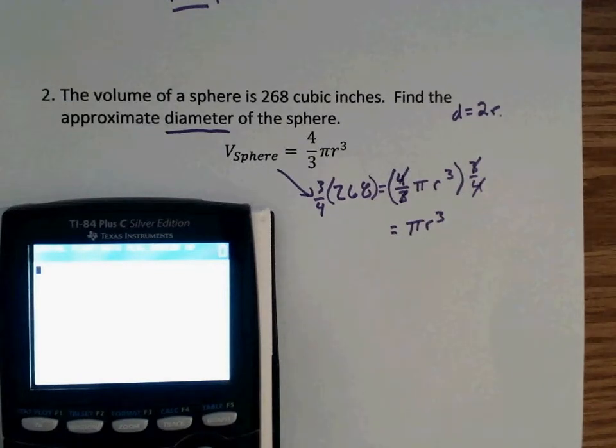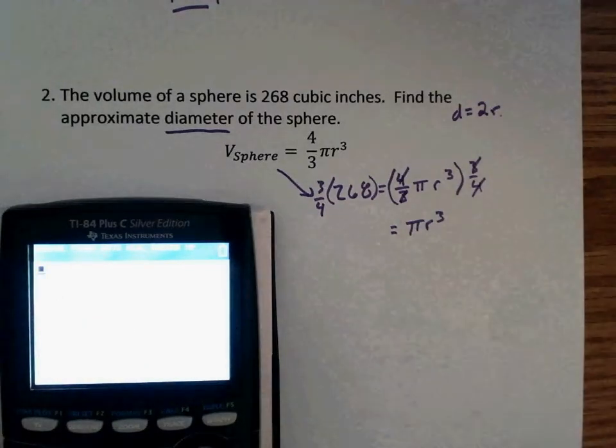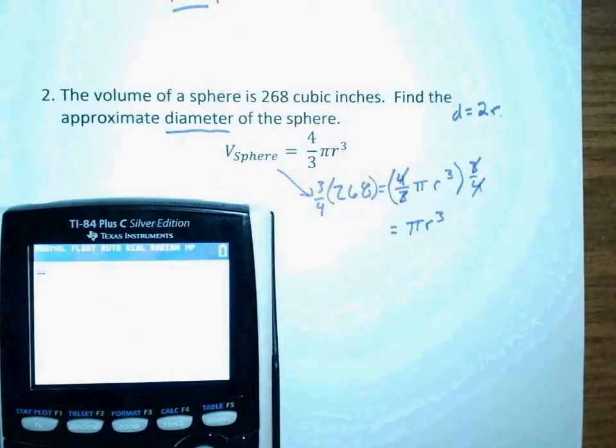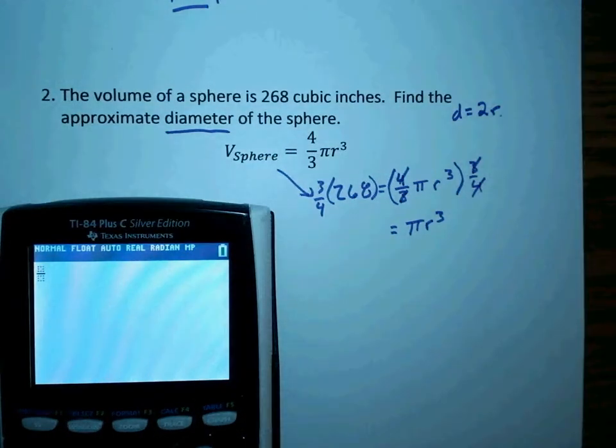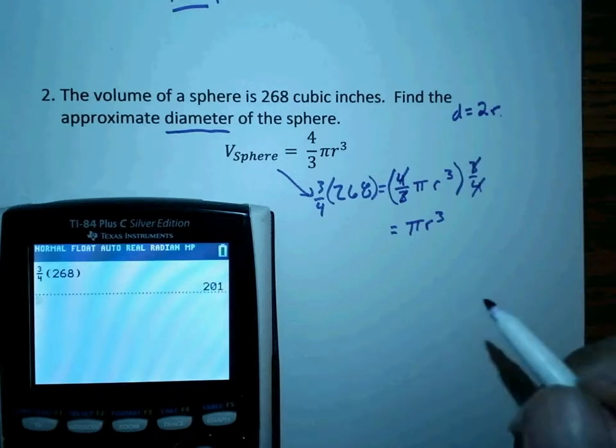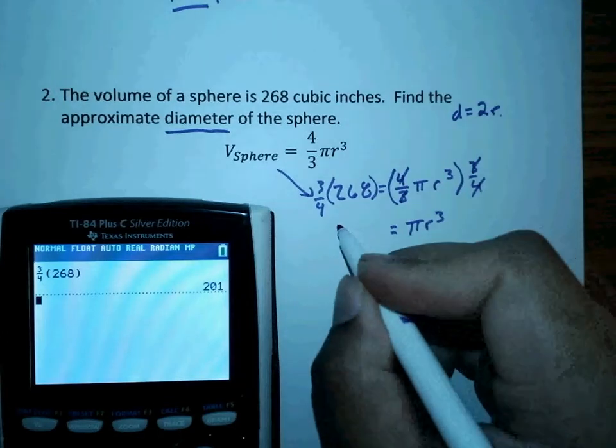So I'm going to put in a fraction. I can hit alpha, y equals, and then enter. It's a little blurry. Let me see if I can fix that right quick. There, now you can see it a little better. And I'm going to put my 3/4. I'm going to multiply times 268. And then press enter. And we get 201. So I'm going to put 201 here.